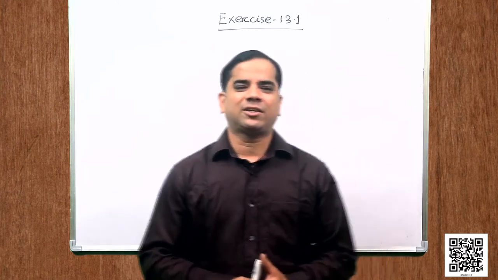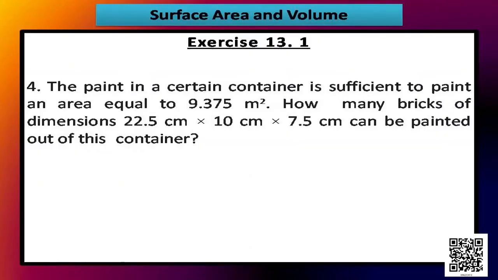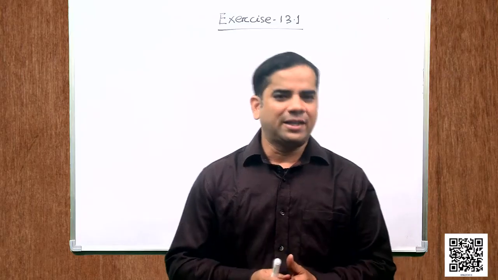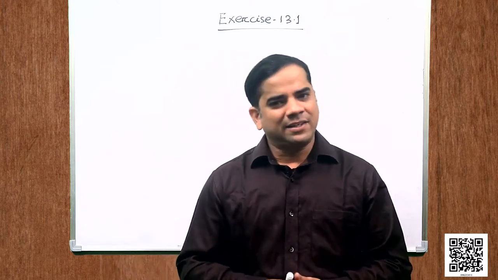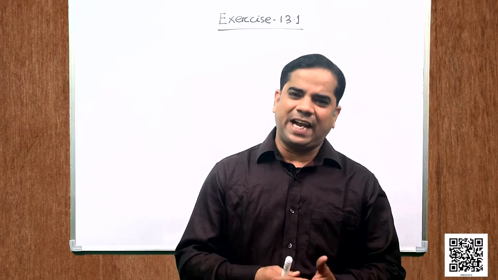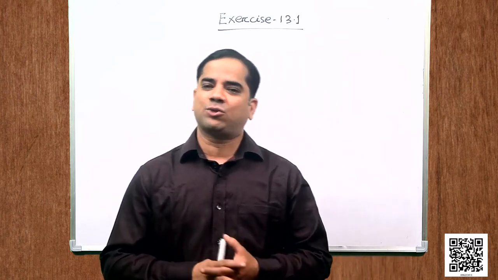Students, let us now discuss question number 4. It says the paint in a certain container is sufficient to paint an area equal to 9.375 meters square. How many bricks of dimensions 22.5 centimeter into 10 centimeter into 7.5 centimeter can be painted out of the container? That means we need to paint some bricks. The dimension of the brick is given. The amount of paint is not given, but it is sufficient to paint 9.375 meter square of area.